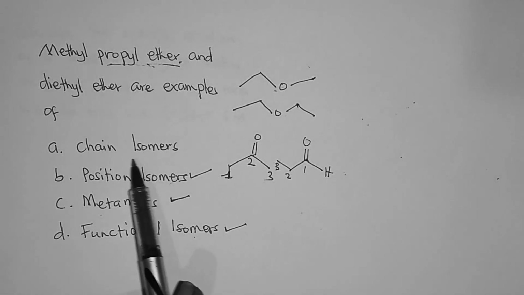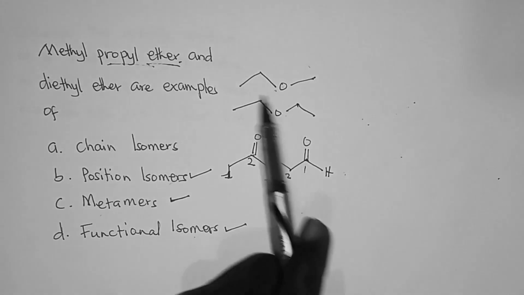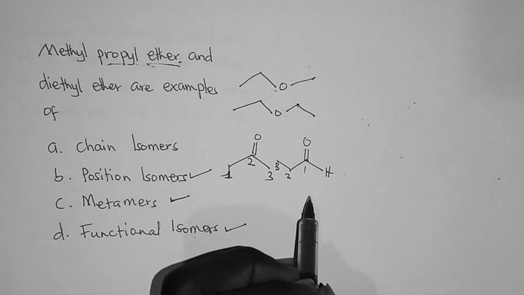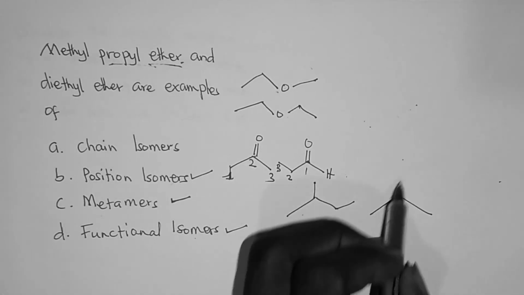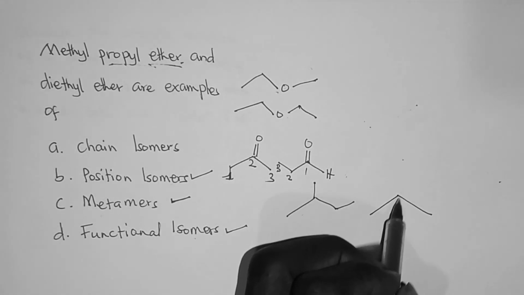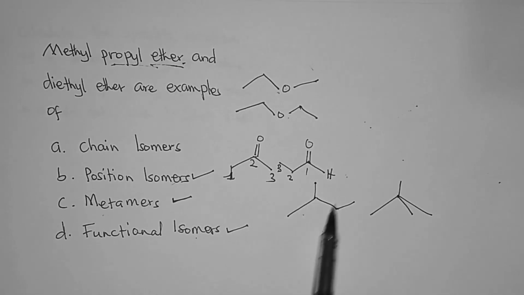And then the last one is chain isomerism. So what is chain isomerism? Chain isomerism occurs when two compounds have the same chemical formula but distinct primary chains. For example, let us consider 2-methyl-butane, and let's consider 2,2-dimethyl-propane. You can see that this one is 5 carbons, and this one is also 5 carbons.